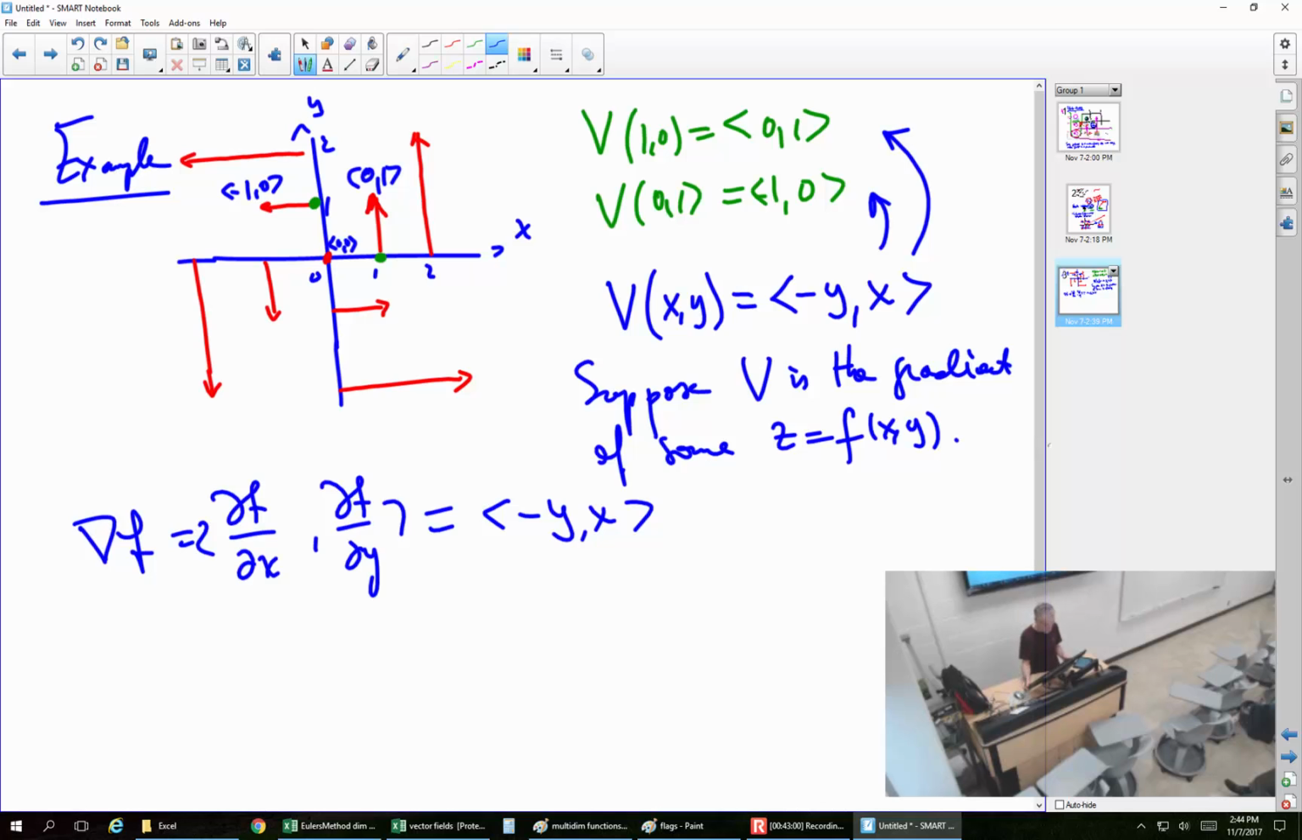So what we end up with here is two differential equations, sort of. We're looking for f. Try to find it. The partial of f with respect to x is equal to negative y, and the partial of f with respect to y is equal to x. So what do we do? We're looking for a function of two variables, the partial derivative of which with respect to x is negative y.